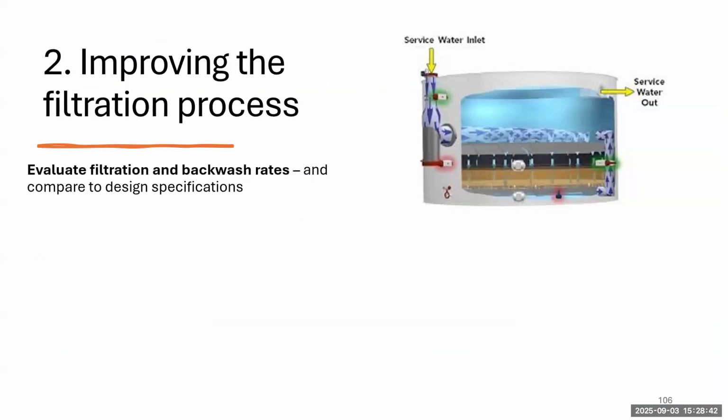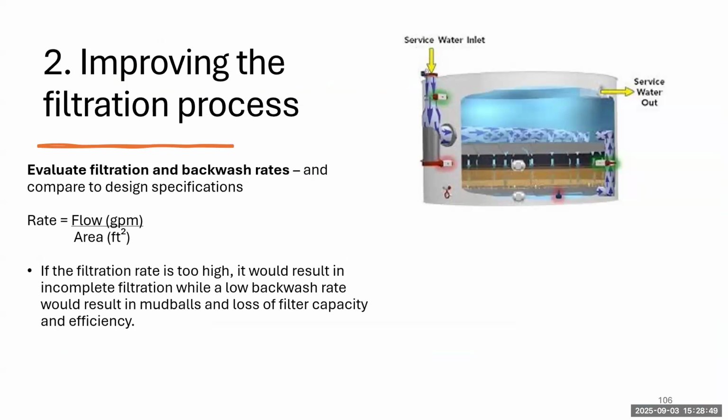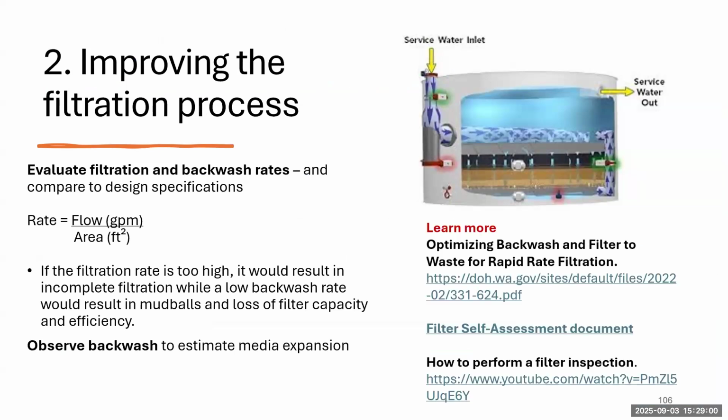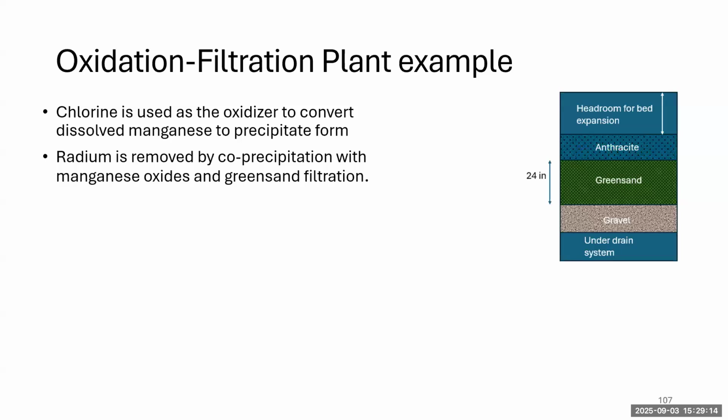So, improving the filtration process, you want to first evaluate the filtration and backwash rates and compare them to the specifications. If it's too high, you're going to lose media. If it's too low, you're going to have a clogged filter. And you want to observe the backwash also. You can actually measure the amount that the media is expanding. To learn more, there are 3 articles here: optimizing backwash and filter, how to perform a filter inspection, and even a self-assessment document that will help you.